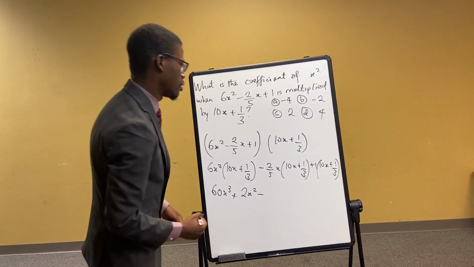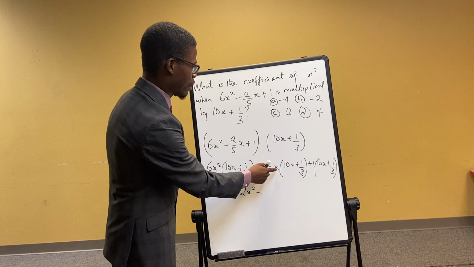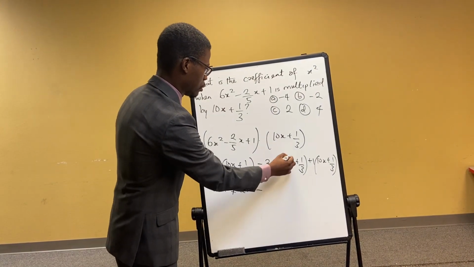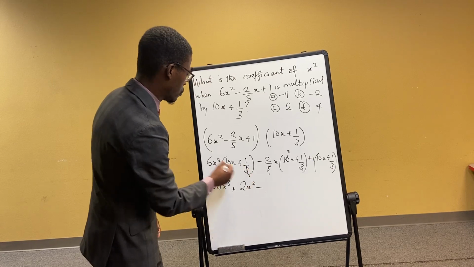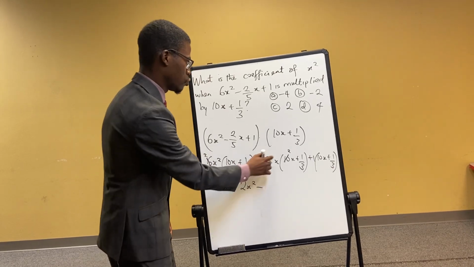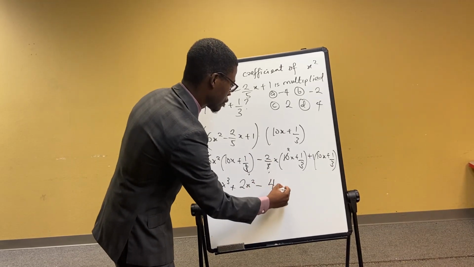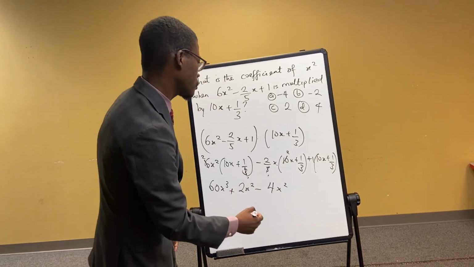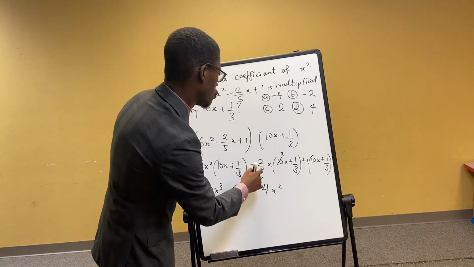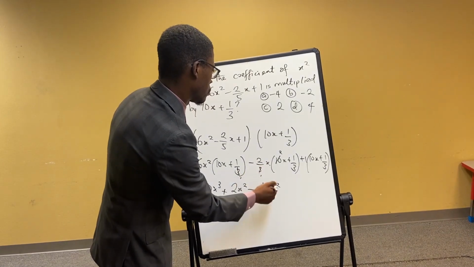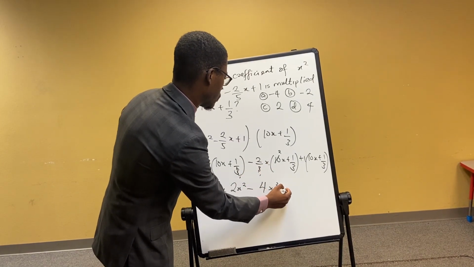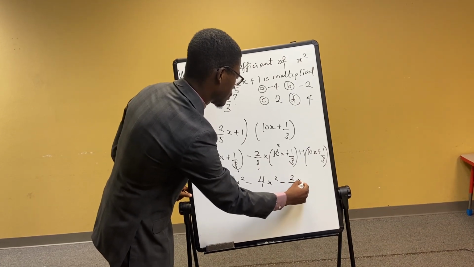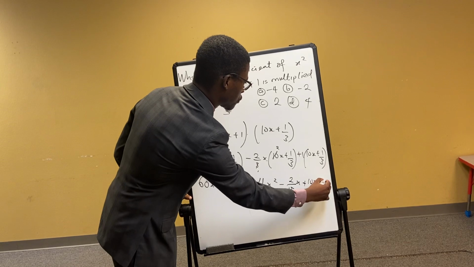Now, negative 2 over 5x times 10x. So 5 goes in here. Let's do this. 2. Then we get 1, 2 here. So 2 times 2 is what? 4x squared. X times x is what? X squared, right? Then 2 over 5 times 1 over 3, so that becomes -2 over 15x, plus 10x plus 1/3.